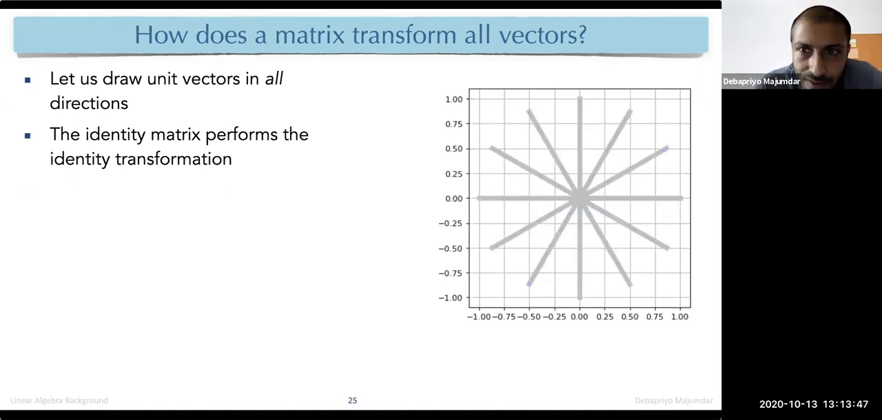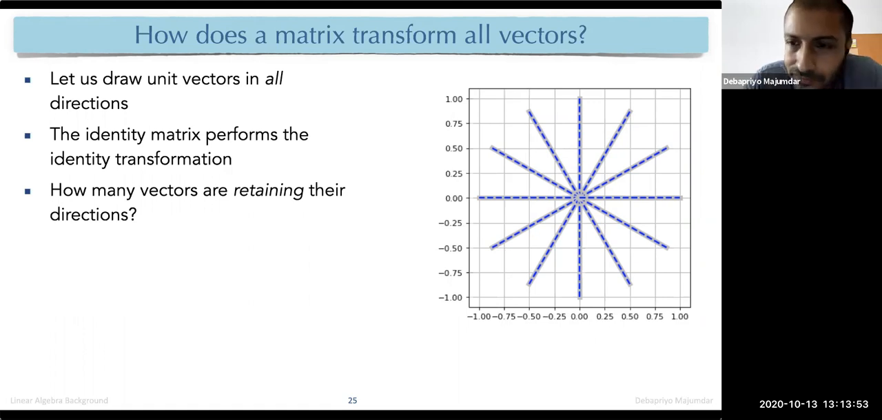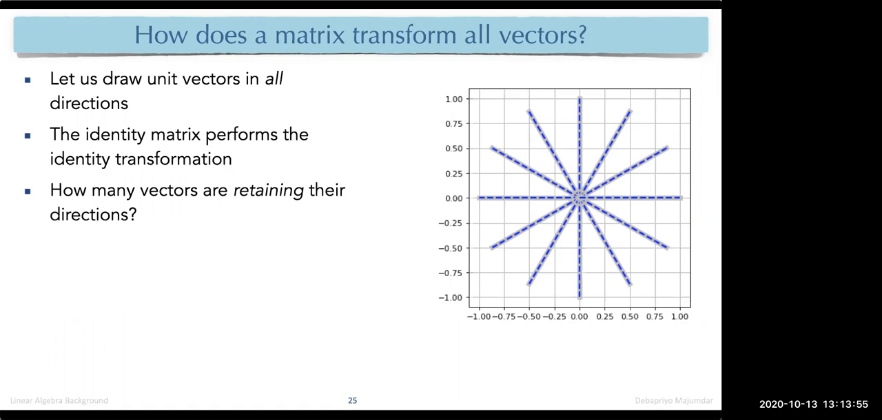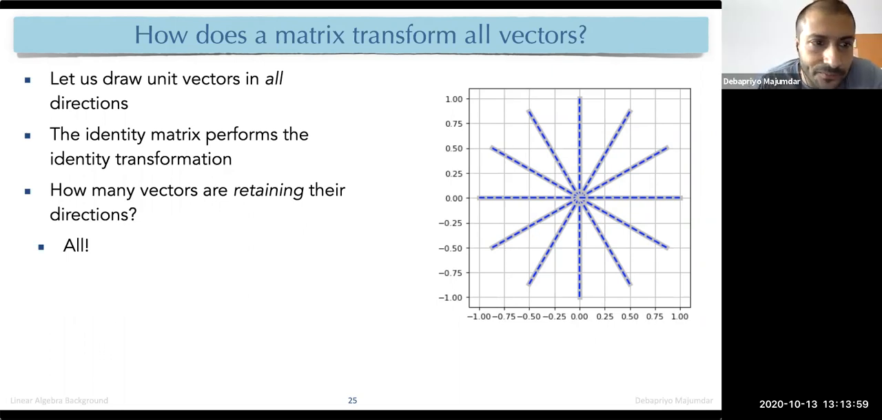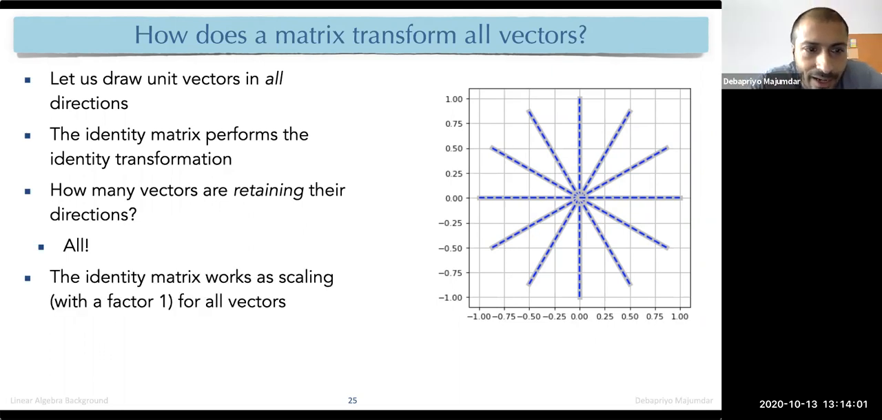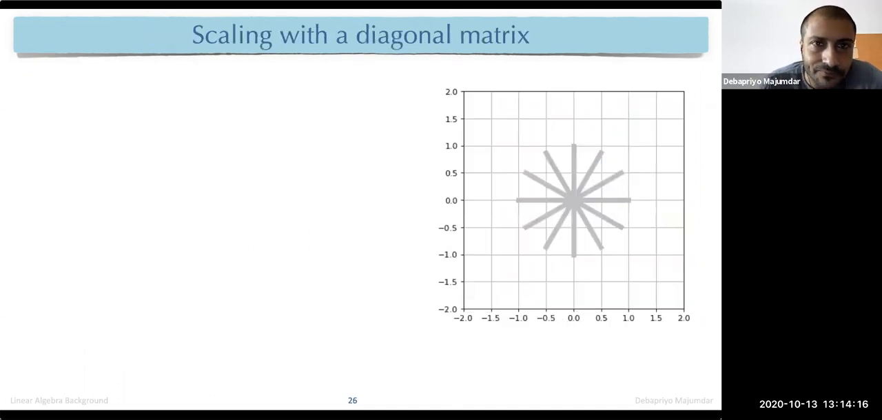That means from this, how many vectors are still in the same direction? Okay, anybody? All vectors. So all vectors are still retaining the same direction. So then the identity matrix works as a scaling with a factor 1 for all vectors. So the identity matrix is a scaling with a factor 1 for all vectors. Okay, that's the nicest matrix, fine.